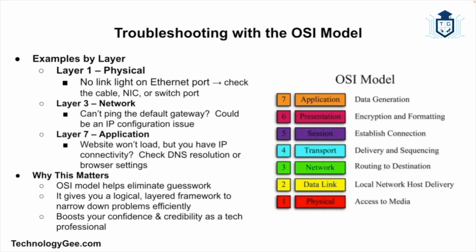So here's an example scenario. If the website's not loading, then you want to go check to see if the DNS is working, and that's going to be layer 7. If you cannot ping the gateway, that means there might be an IP issue, so you want to start at layer 3. If there is no link light on the Ethernet port, well, this could be a cable problem, and you want to start at layer 1. So basically, this model gives you a structured approach to troubleshooting instead of you guessing blindly to try to solve the problem.